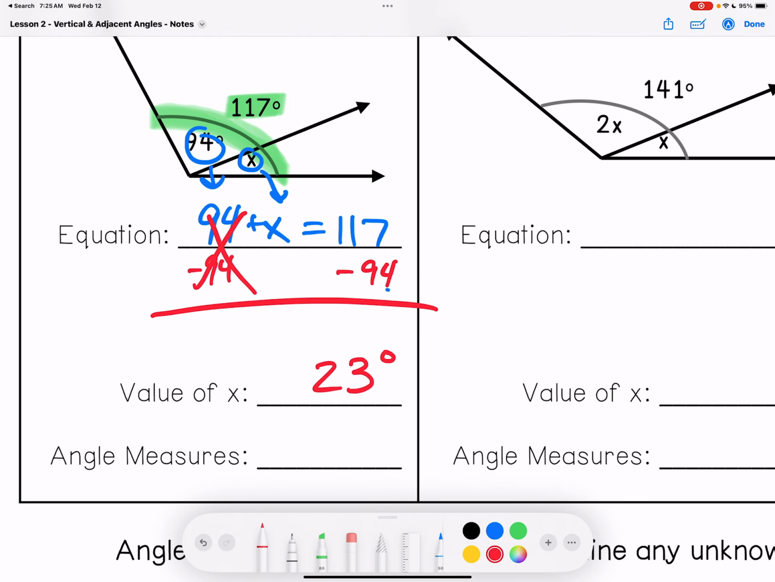It asks what the angle measures are. So what is that asking for? It's asking for what these two are. I know one of them is 94 degrees, and I know the other one is also 23 degrees because I found it.